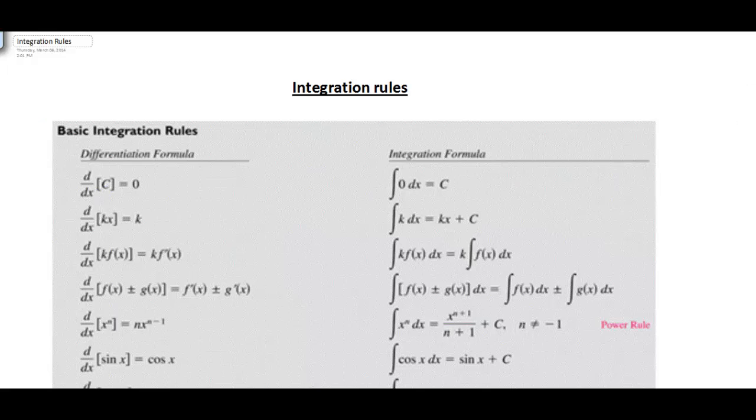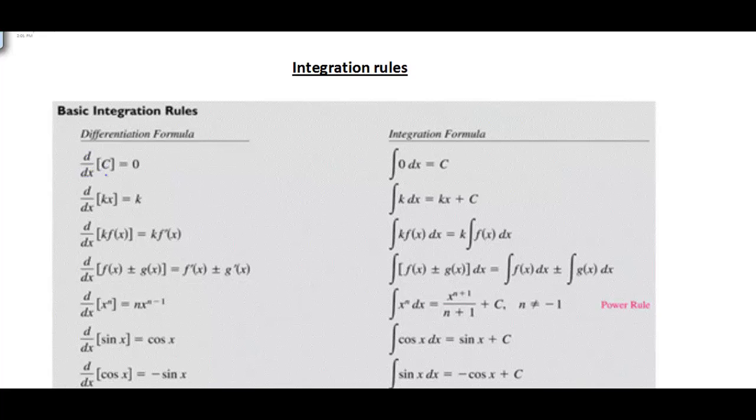So if we start off with d dx of c, where c is just a constant, we know that's going to be 0. For example, if I was to say we want to take d dx of 4, so the derivative here of 4 would simply be 0 because we know the derivative of a constant is 0. Well, the integration formula says, well, if we integrate 0 dx, then you're going to end up with some constant.